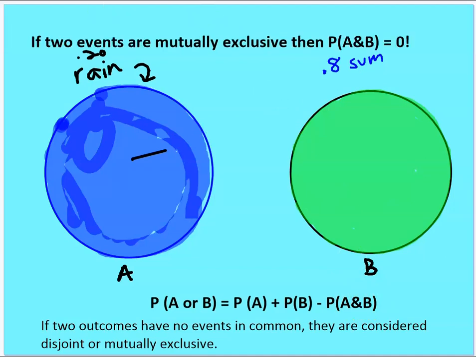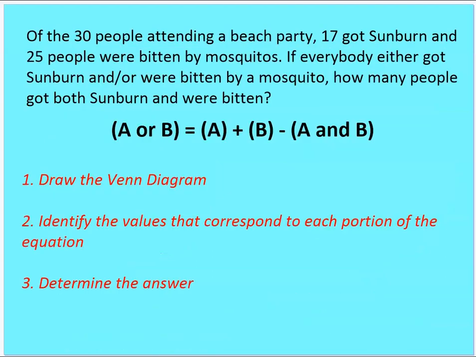All right, so now let's move on from the Venn diagrams. Let's give an example here. Of 30 people attending a beach party, 17 got sunburned and 25 people were bitten by mosquitoes. If everybody either got sunburned or was bitten by mosquitoes, how many people got both sunburned and were bitten? We're going to answer the question by drawing a Venn diagram, identifying the values that correspond to each portion of the equation, then determine the answer.